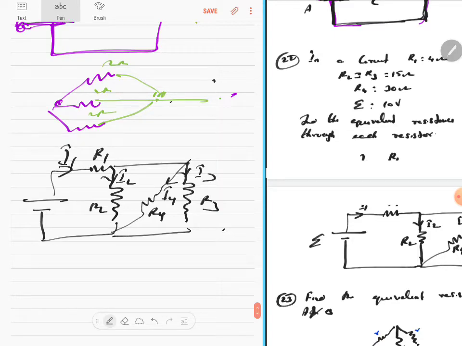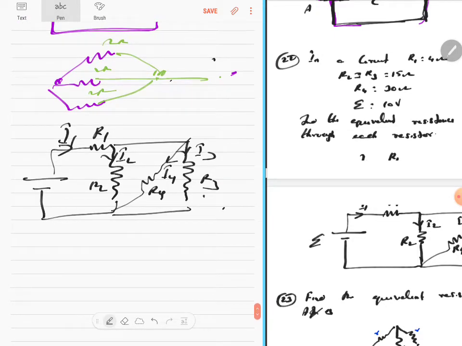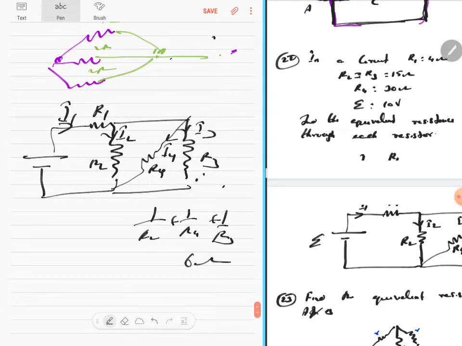See here, this and this are all in parallel. R2, R4 and R3, all three are in parallel. 1 by R2 plus 1 by R4 plus 1 by R3. Just fill in all the values and you will get 6 ohms as the equivalent resistance. Then R1 will be in series with this. R1's value itself is given to be 4 ohms. So 6 plus 4 is 10 ohms, the equivalent resistance in the circuit.